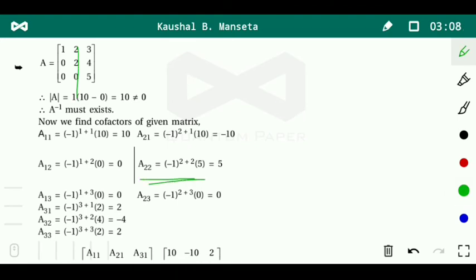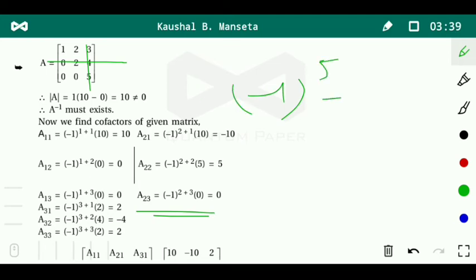Next we have to find out capital A22. We have to remove second row, second column. So minus 1 raised to 4 gives plus 1 and the value of determinant is 5 1s are 5 minus 0. So 5. So answer is 5. Next and last we have to find out A23. For A23 we have to remove second row, third column. So minus 1 raised to 5, because second row and third column, 2 plus 3 is 5. So minus 1 raised to 5 will be minus 1 and the value of determinant is 0 minus 0. So 0. So answer is 0.